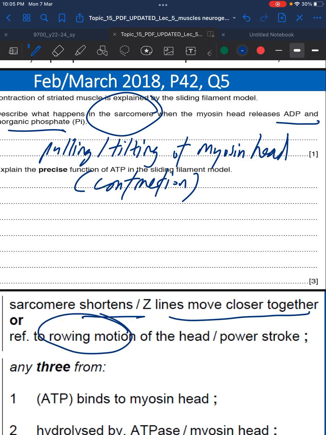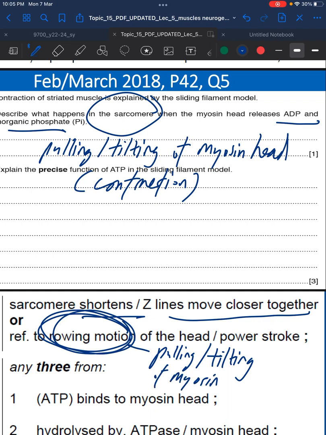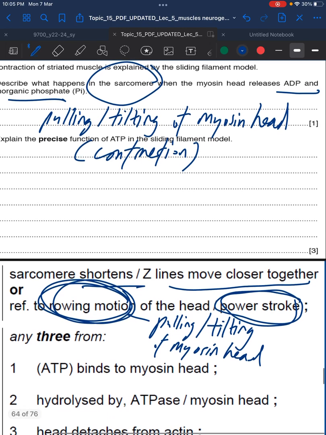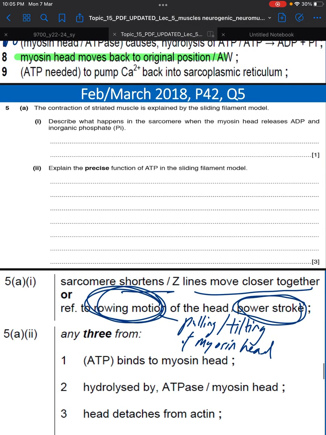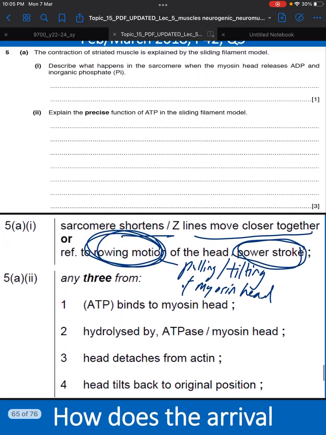See, rowing motion. Rowing motion means the pulling, tilting of the myosin head. Power stroke, yeah, that's the meaning of power stroke. Power stroke means the pulling effect, the tilting effect. Okay, and then the next question: explain the precise function of ATP.